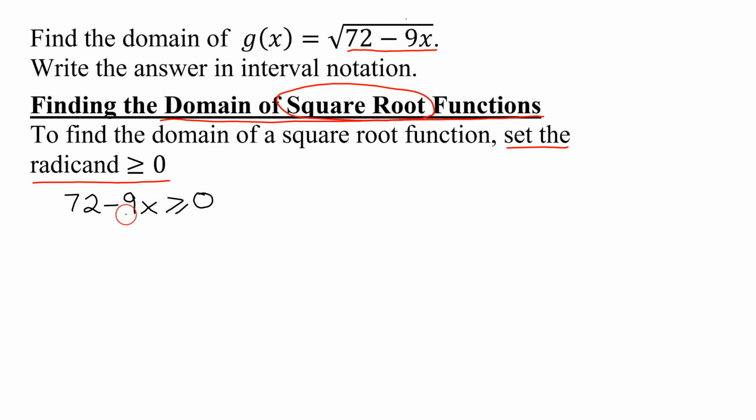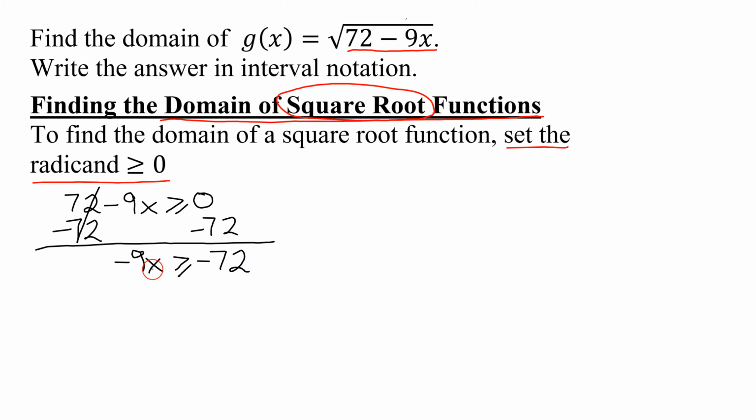So I want to collect my x's on the left-hand side, so I'm going to subtract 72 from both sides. Adding and subtracting numbers to an inequality does not change the inequality symbol. So 72 minus 72 is 0, so I get negative 9x is greater than or equal to 0 minus 72, which is negative 72. Now to get my x all by itself, what am I going to have to do?